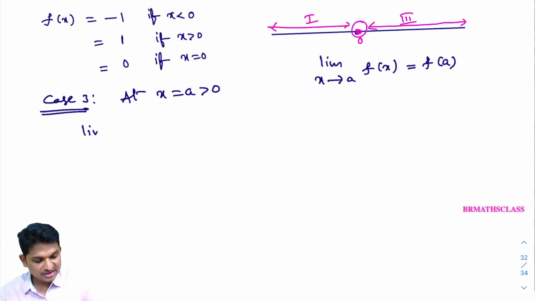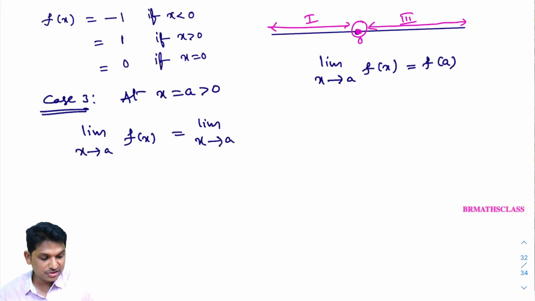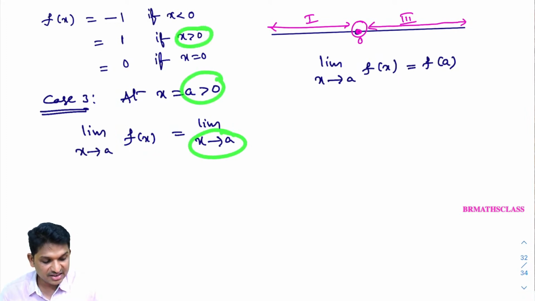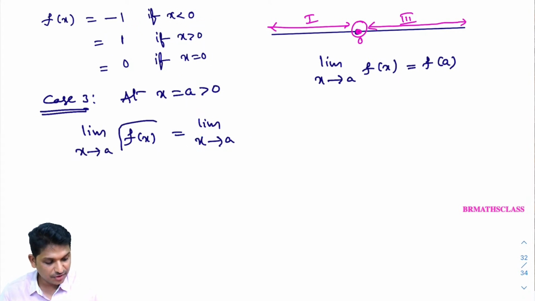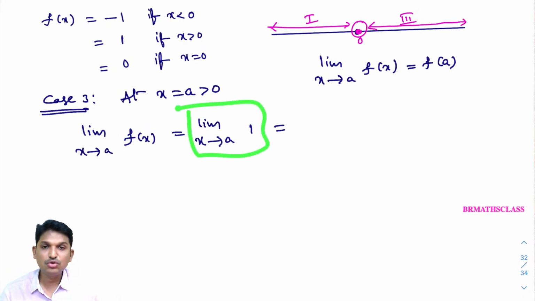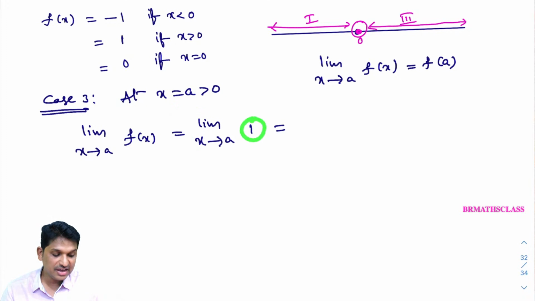Limit x approaches a of f of x. I am calculating this, that is equal to limit x approaches a of what is f of x? Here a is greater than 0. When a is greater than 0, which function to choose? We need to choose this function. So in place of f of x, I need to write 1. Now how to calculate this? Wherever x is there, you write a. So what will you get? This is 1. So I calculated this one.